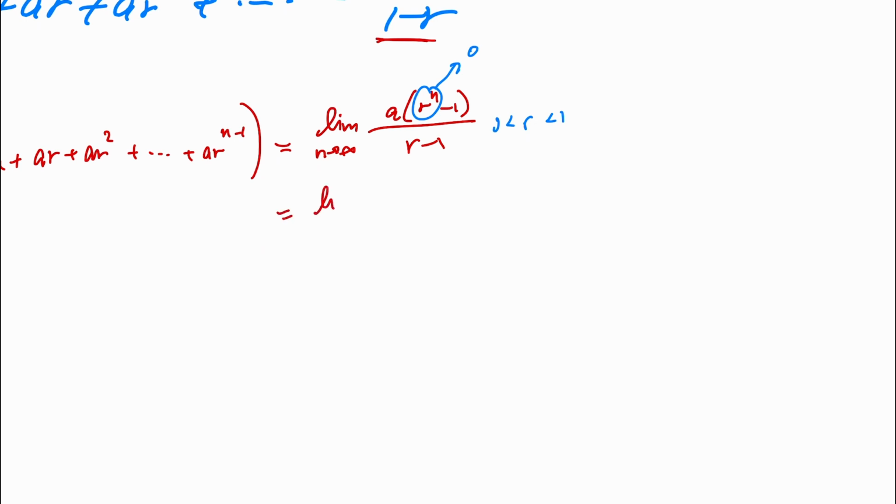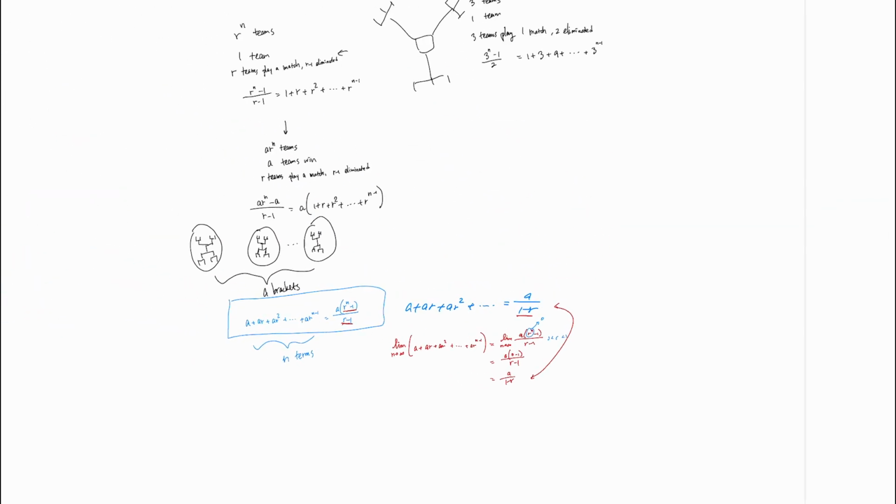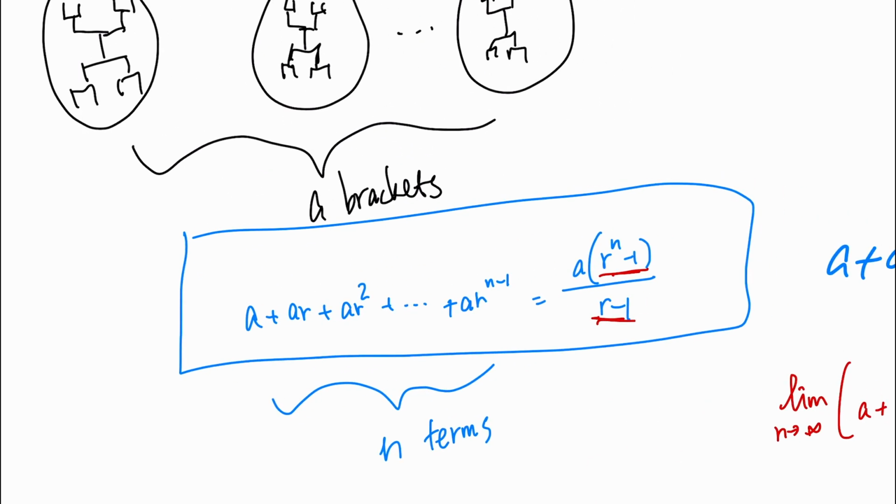This means that this is equal to the limit as n approaches infinity. Well, it's not really a limit anymore because n does not exist in this expression. So it's a times 0 minus 1 over r minus 1, and this inside is negative 1. We can put that in the denominator, which exactly gives us a over 1 minus r. So from two very drastically different scenarios, one is what we have known as Zeno's paradox, and the other in the scenario of the World Cup elimination stage, we indeed get the same formula as a result. And you can use this formula for basically any geometric series. This formula helps a ton.